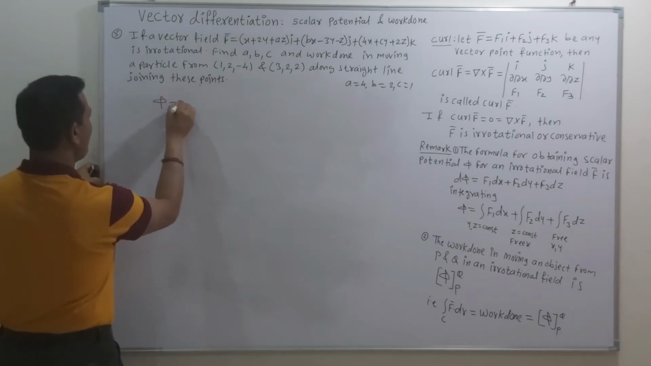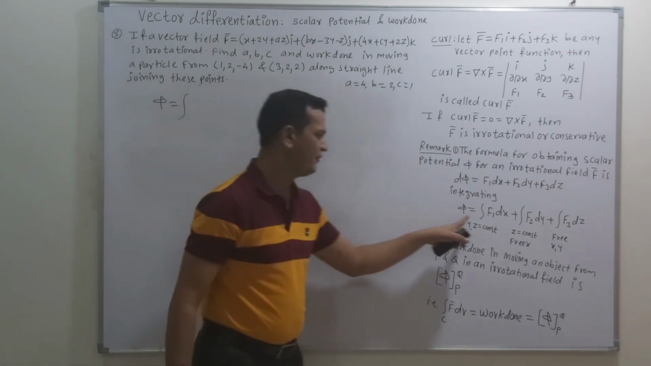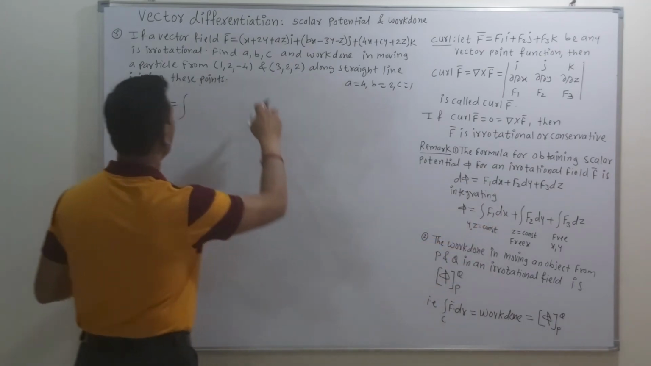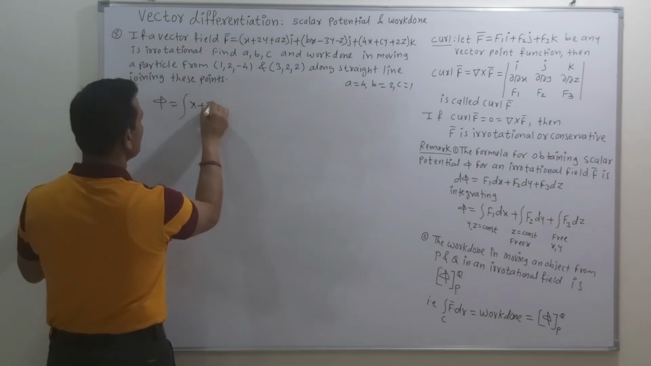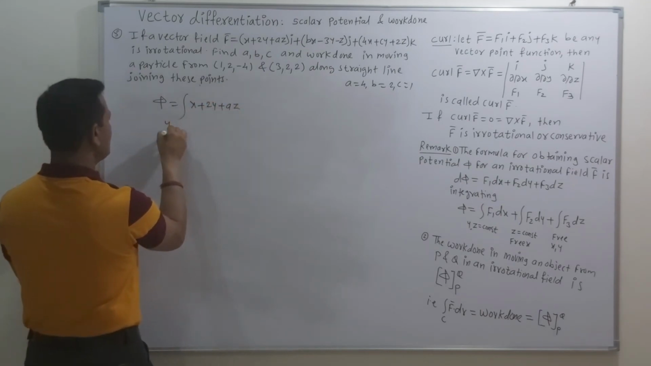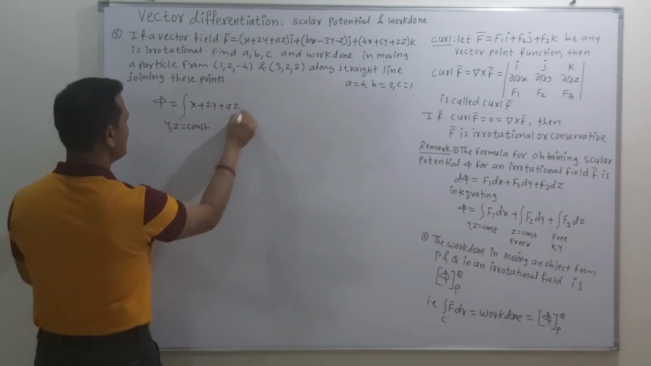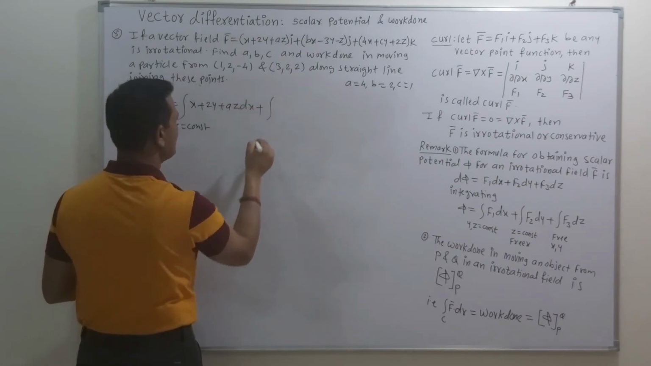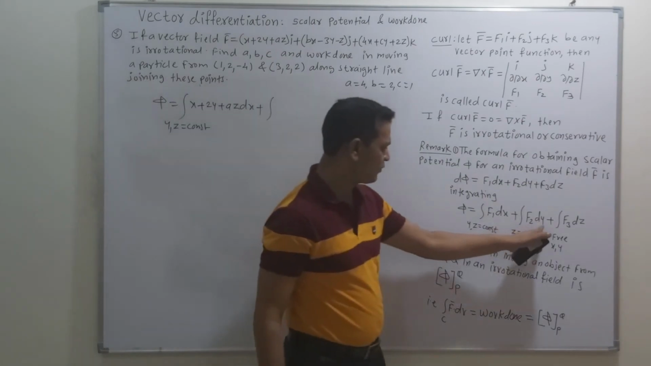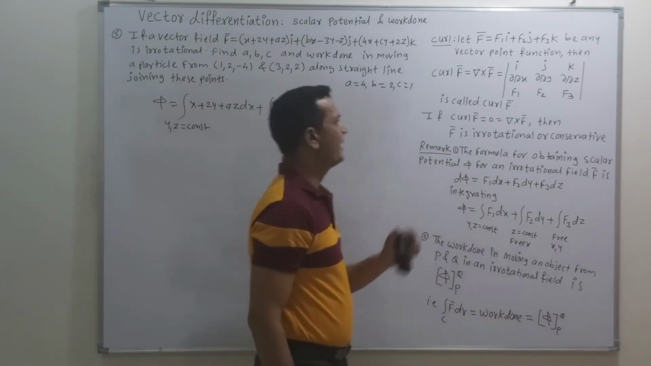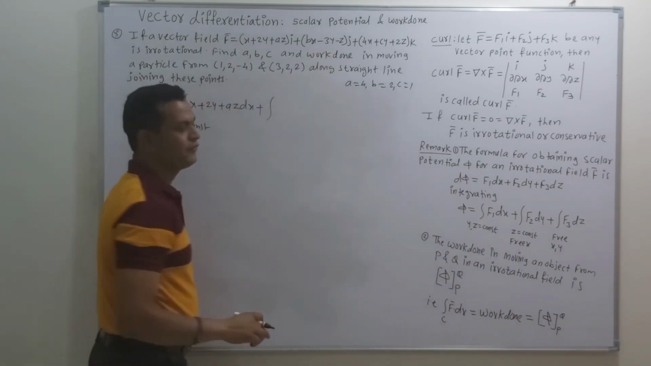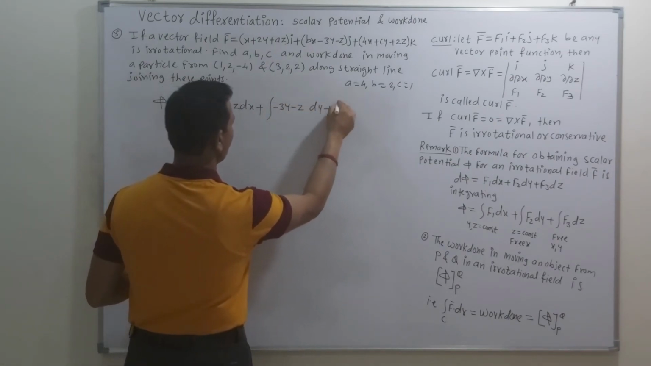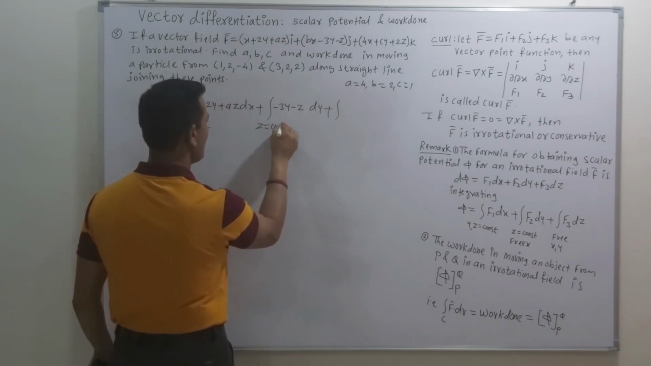So the value of phi is given by the integral of f1 dx, where y and z are constant. The value of f1 from this equation is x plus 2y plus az. So in this first integration, y and z are constant into dx. Then we add the integration of f2, choosing only those terms which are free from x, which is minus 3y minus z into dy. Here again z is constant.